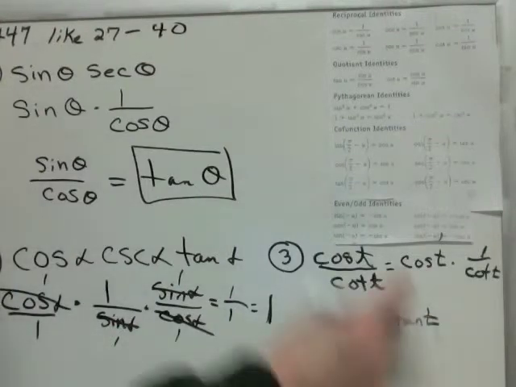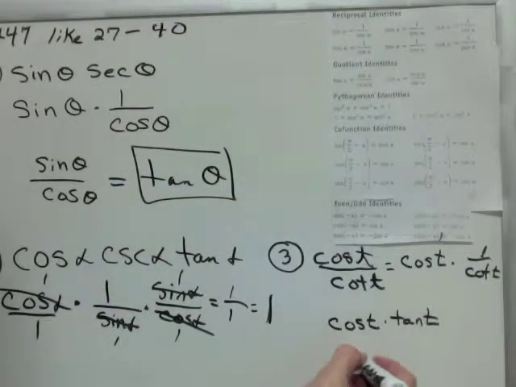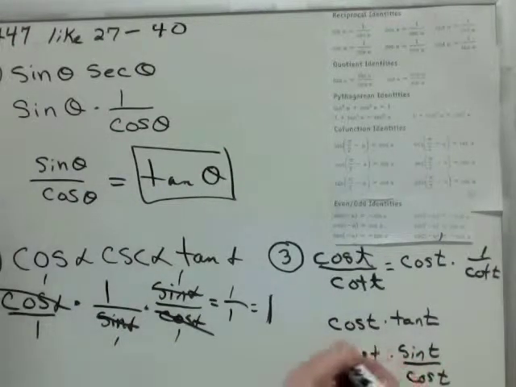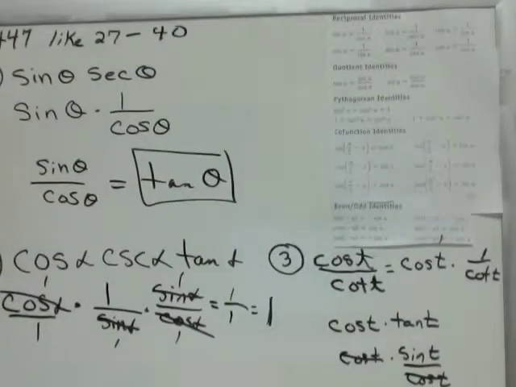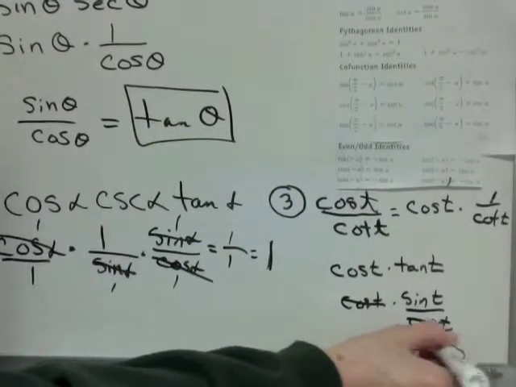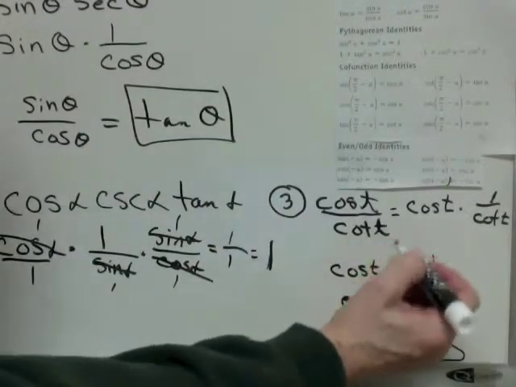And then tangent can be sine over cosine. So cosine t times sine t over cosine t. That cancels out. Final answer, sine t. Can you see that last bit of the answer? Final answer, sine t. What's important when you're doing these is to show all of your steps.